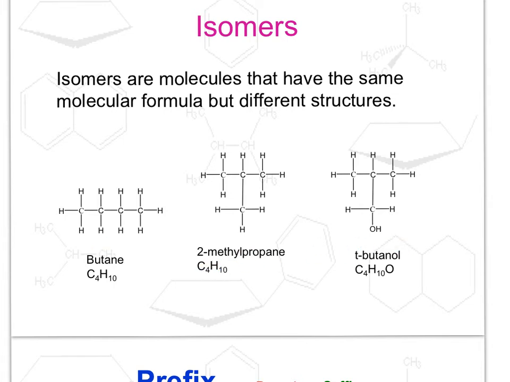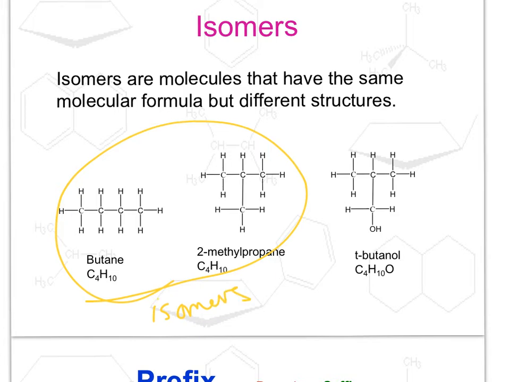However, these 2 are isomers of each other because they both have the same formula. They are both C4H10. So those are 2 different ways of drawing C4H10. They are 2 completely different molecules. They have different characteristics and so on. So those are what isomers are.